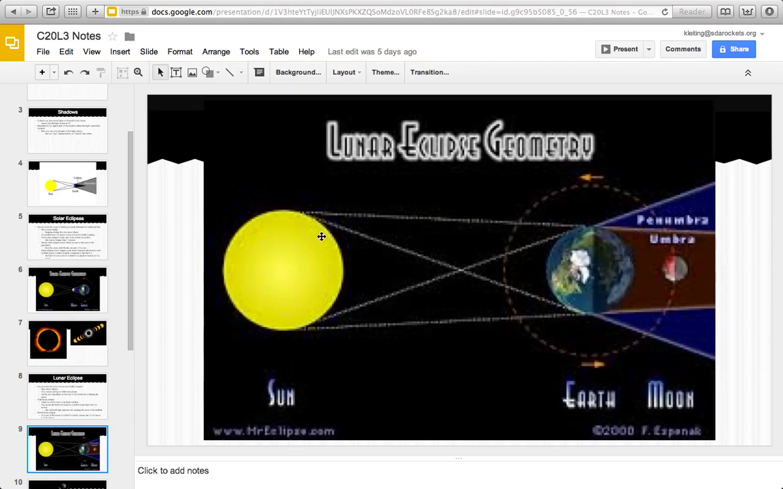So, in this case, again, we have sun, Earth, moon, with the moon being behind it. Notice how much larger the Earth's umbra is. The penumbra will extend way past.